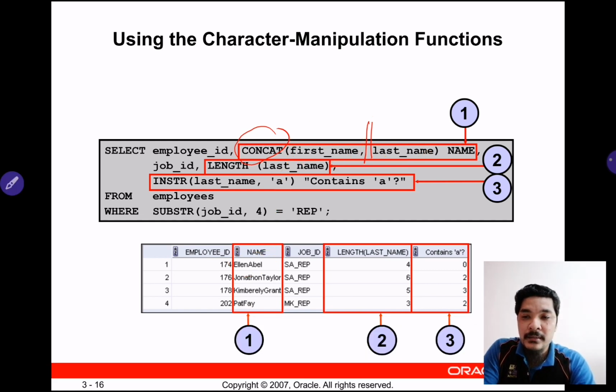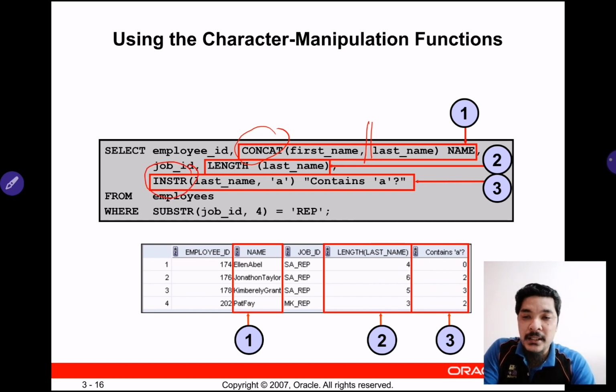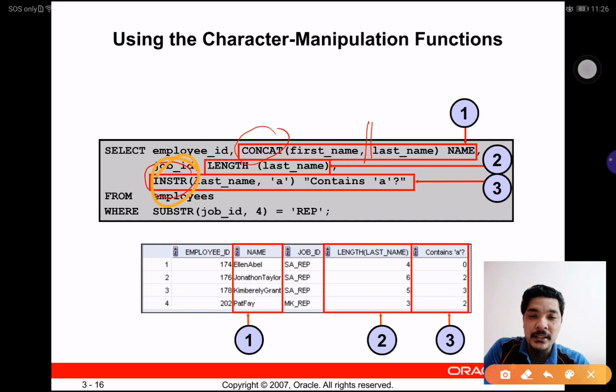Okay, for the LENGTH, it's also simple. The length of the column called last name. So if, let's say, the length of the characters is 6, 6, 5, and so on. Okay, the next one is INSTR. What is INSTR? Okay, last name contains A. So the first A that the SQL can find in the column called last name.